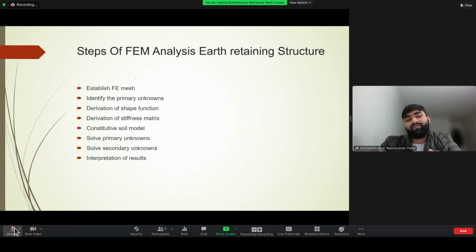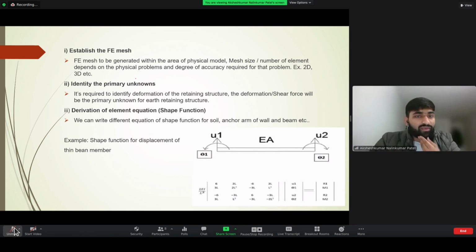Based on that result, we can interpret the final result of our structure. Here I'm just showing that establishing the FE mesh totally depends upon the number of elements chosen for the solution, and what kind of physical problem we are facing in the particular soil structure. We can also select based on the required accuracy, like 2D, 1D, or 3D. The second thing is the identity of the primary unknowns.